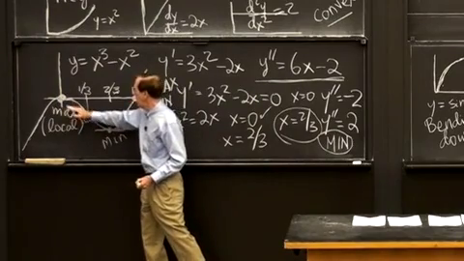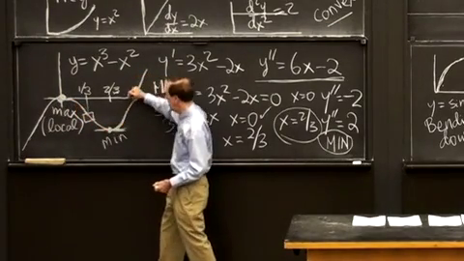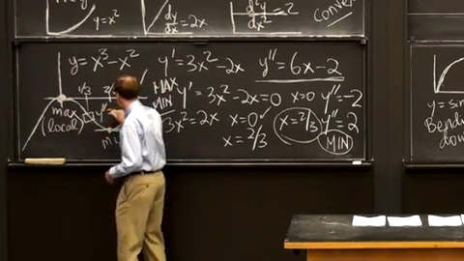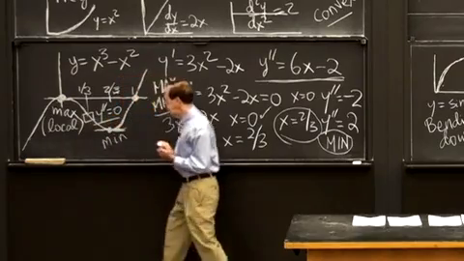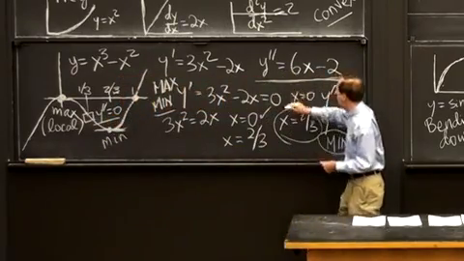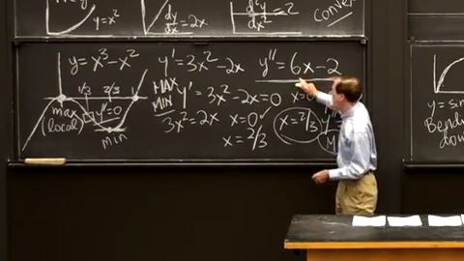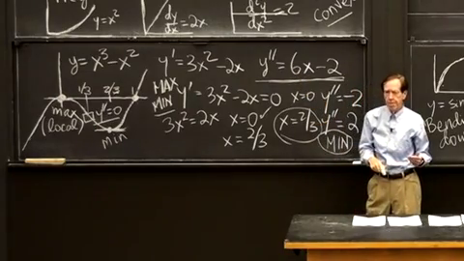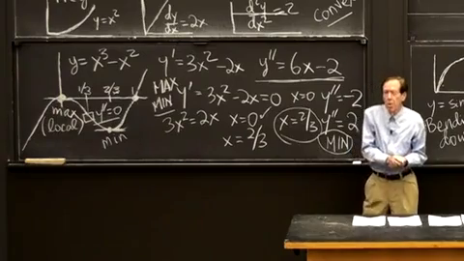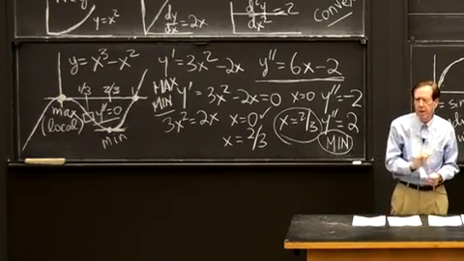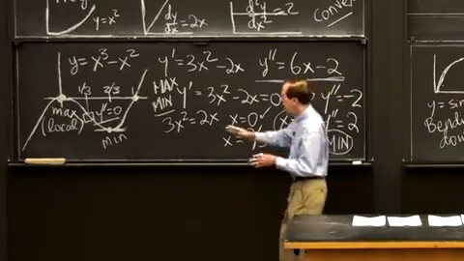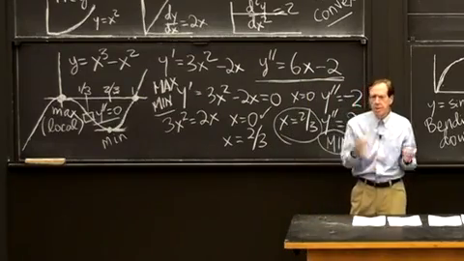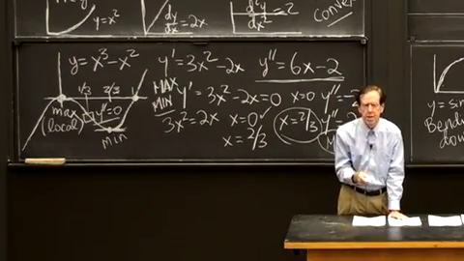Well, y double prime was negative. Y double prime was positive. At that point, y double prime is 0. This is an inflection point. And it is. At x equal to 1/3, I do have 6 times 1/3, which is 2, subtract 2, I have 0. So that is truly an inflection point. And now I know all the essential points about the curve. And these are the quantities.